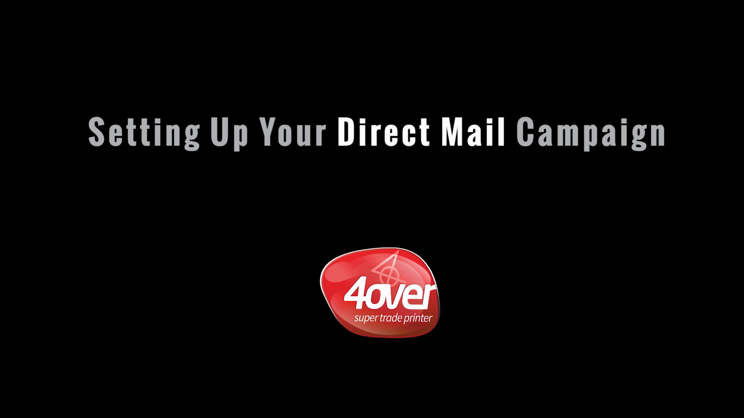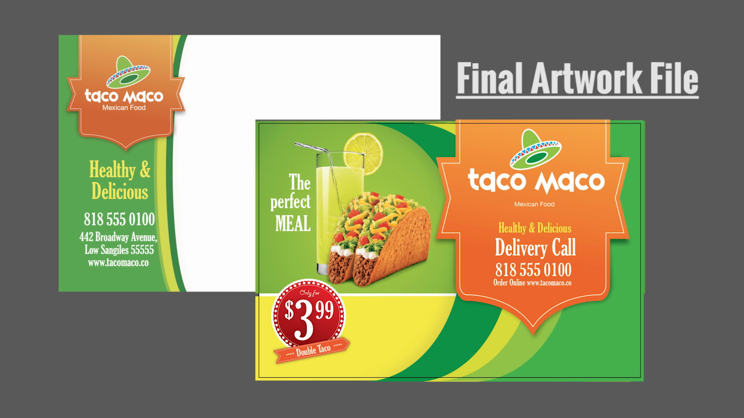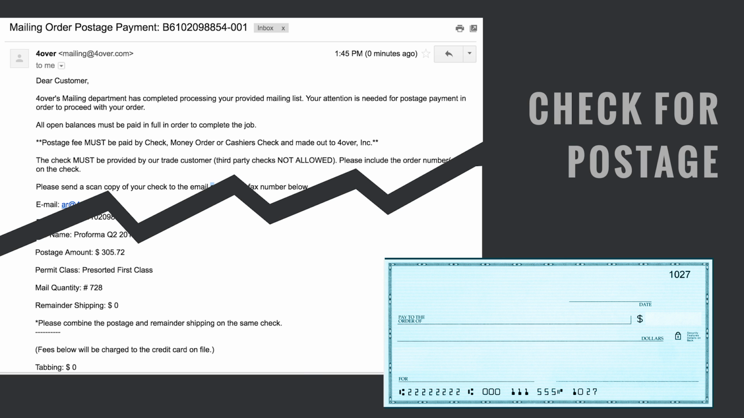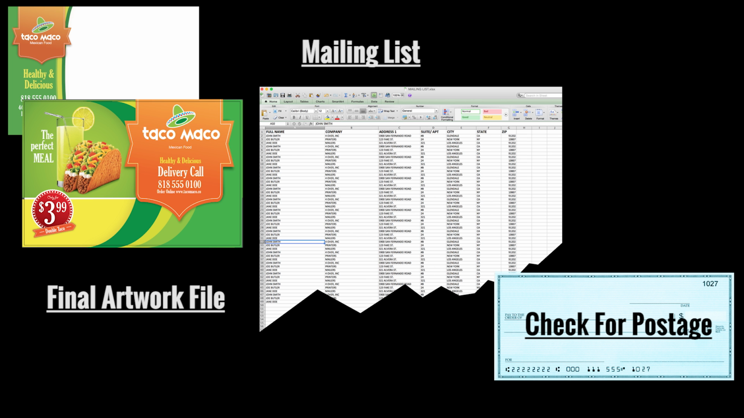Introducing three simple steps to order direct mail. First, before we begin, gather what you're going to need. This includes your final artwork file, your mailing list, and your check for paying for postage. So let's break it down.